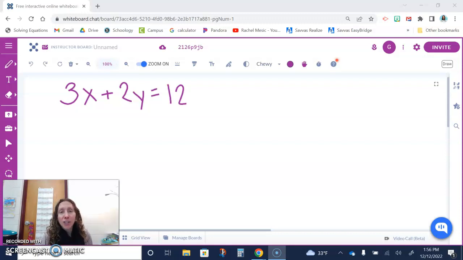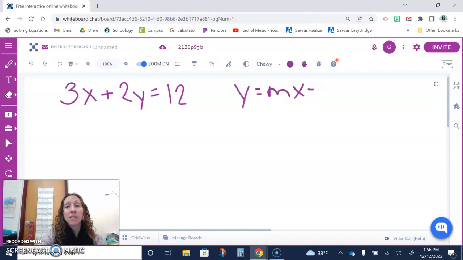Today we are going to convert standard form to slope-intercept form and then to point-slope form. So to review, standard form is where we have the x's and the y's all on one side and then the integer on the other side. So to get it into slope-intercept form, which is y equals mx plus b, we need to get y by itself.